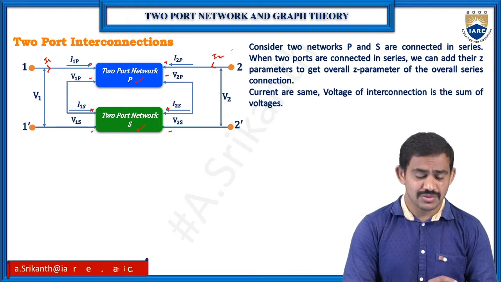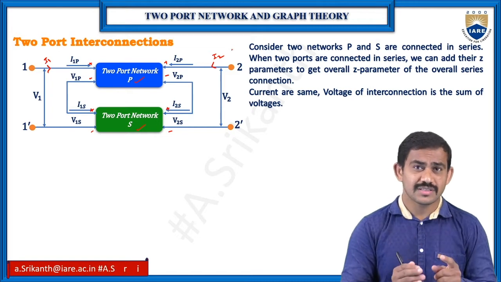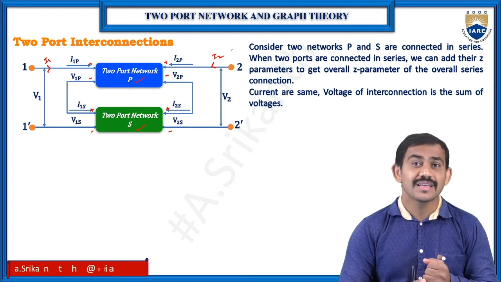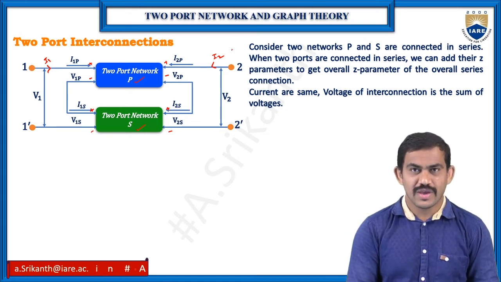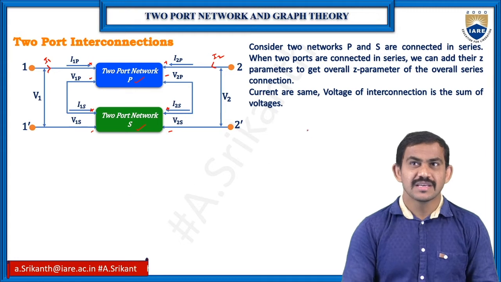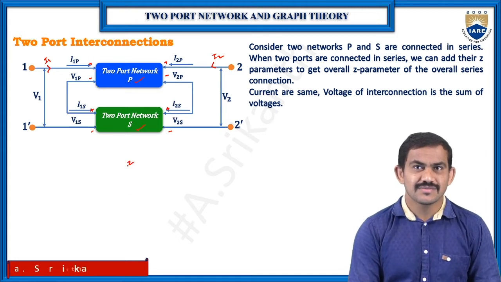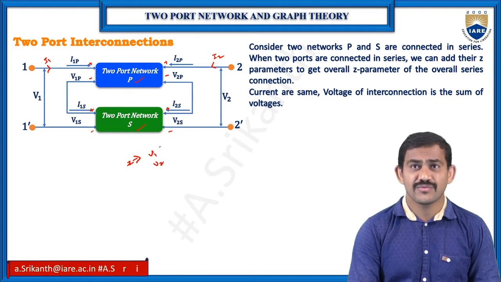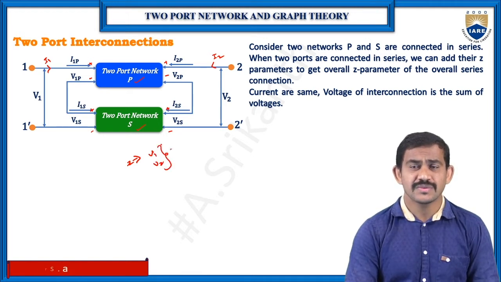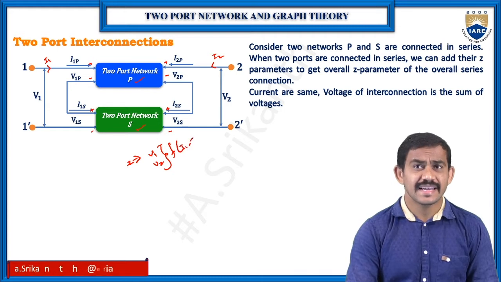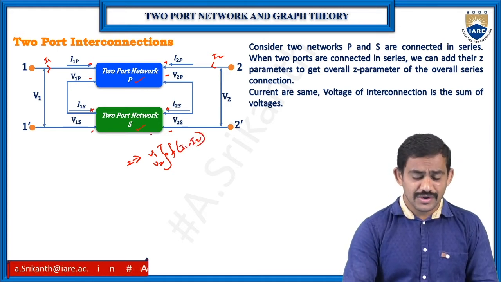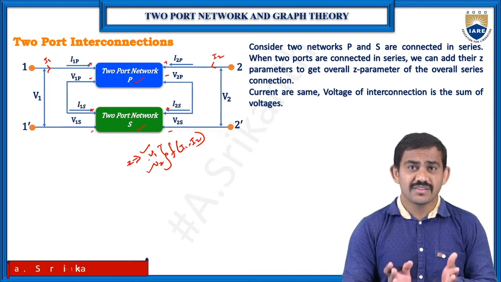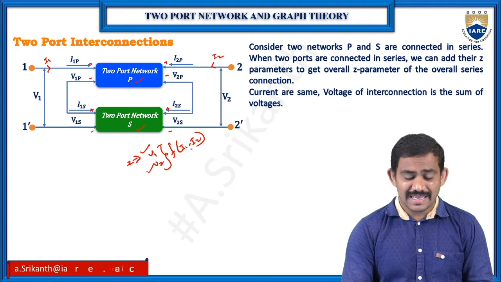So which method do I need to use? When two-port networks are connected in series, we need to follow the Z parameters, which are the impedance parameters. Z parameters mean V1 and V2 in terms of I1 and I2. So we can find out the different voltages which we have, and the currents are the same.